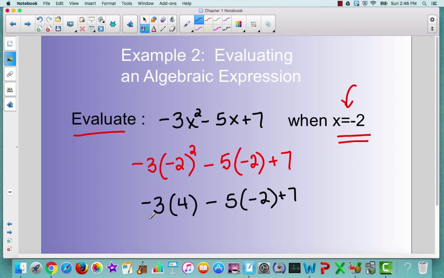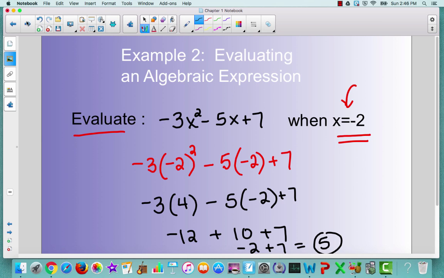Okay, so then I'm going to do the multiplication. Negative 3 times 4 gives me negative 12. Negative 5 times negative 2 gives me positive 10, plus 7. And now I can do the addition and subtraction from left to right. So negative 12 plus 10 gives me negative 2. Negative 2 plus 7 gives me 5. Okay, now remember, if I'm ever going too fast, just pause, go back, and rewatch.